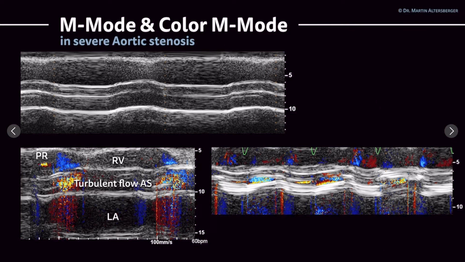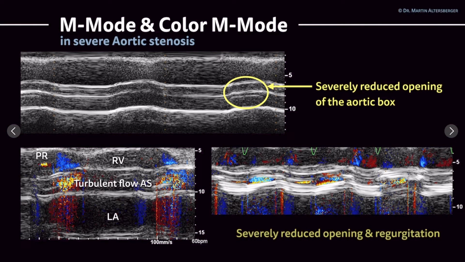These are examples of severe aortic stenosis. You see that it looks entirely different. It's very hard to differentiate the diastolic part from the systolic part, and here you see the severely reduced opening of the cusps of the aortic valve. So the aortic box is very small.